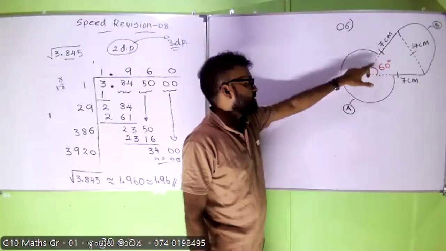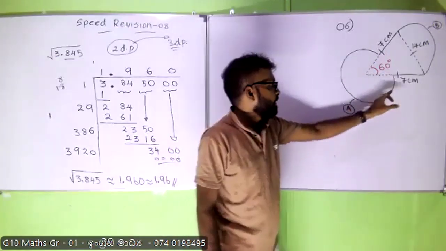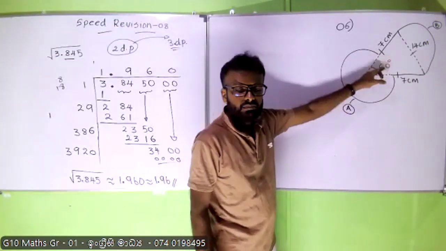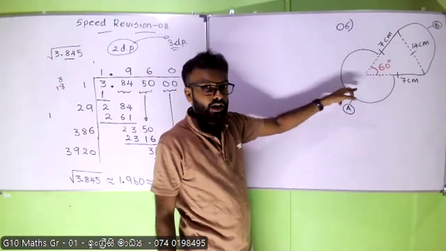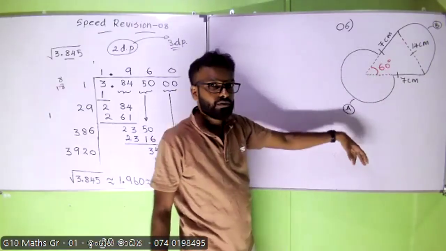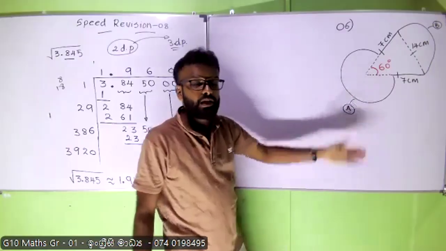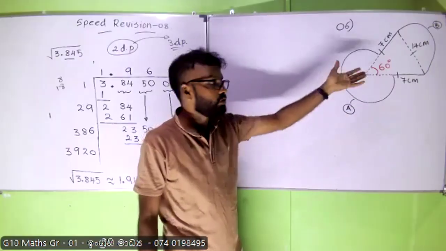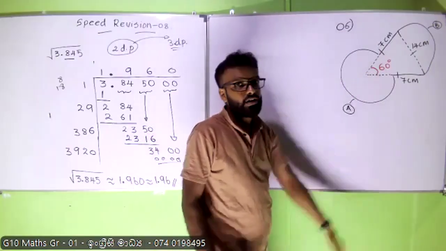Now by using this, we can write down the arc length. This is not 3/4 in here. This is 60 divided by 360. That is the portion of this part, right?